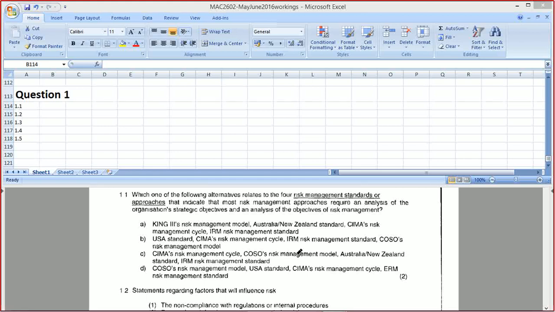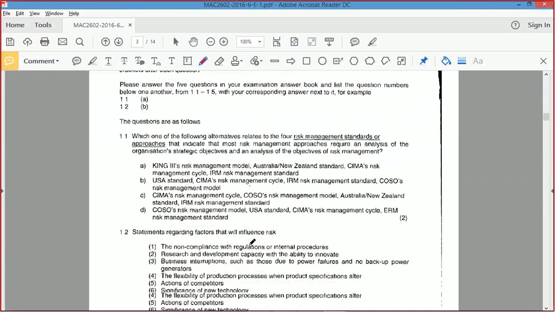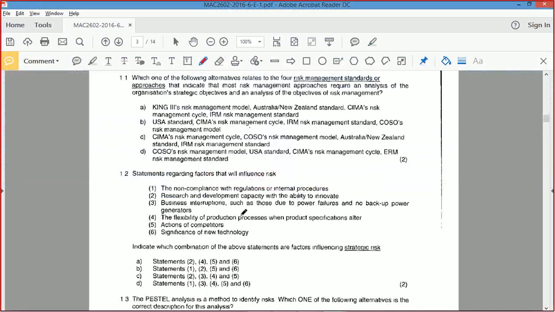CIMA, yes. COSO, yes. Australia, New Zealand, and I would go with C here. Did you go with C as well, sir? Yes, sir. Okay, page 169. 1.2.